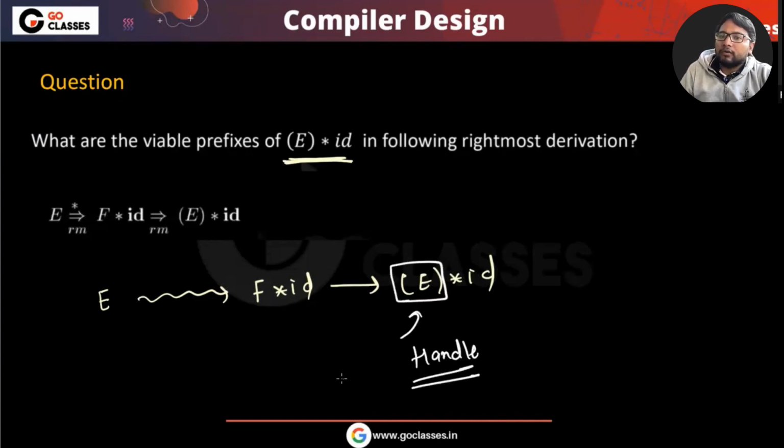Now, if this is the handle, and this is the right sentential form that is how we are deriving this, then what must be in the stack? What must be in the stack? See, only up to the handle must be on the stack, right? The stack must be containing this. This is the stack content, isn't it?